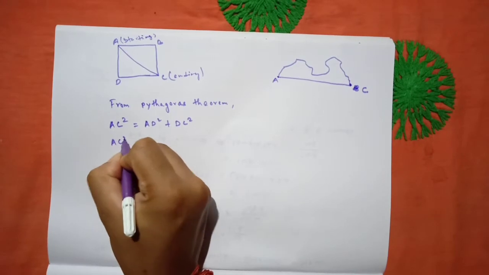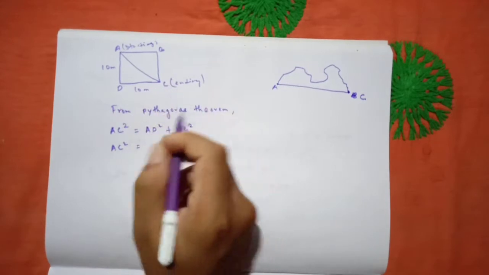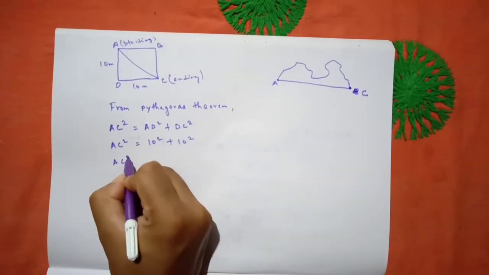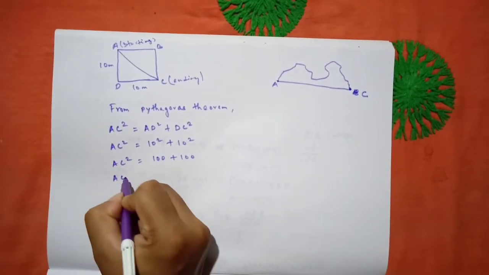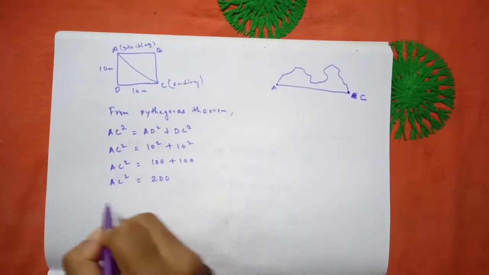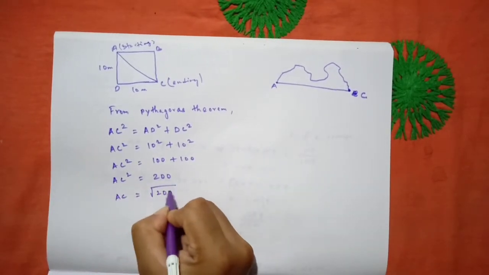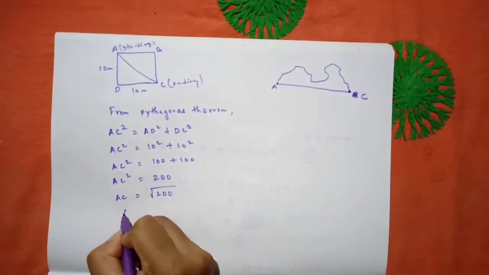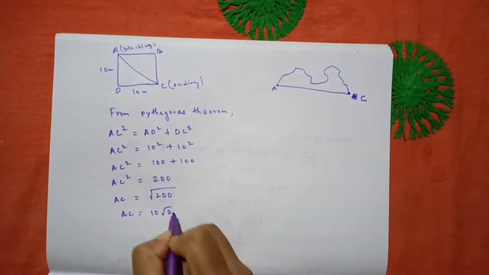Now let us solve this. AC square is equal to, as we know, the sides are 10 meter. This is also 10 meter. So this will become 10 square plus 10 square. Again AC square is equal to 100 plus 100. Then again AC square is equal to 200. Then now AC is equal to root over 200. This square becomes the root this side. Now AC is equal to 10 root 2 meter.